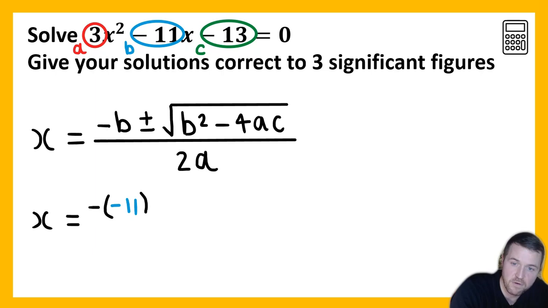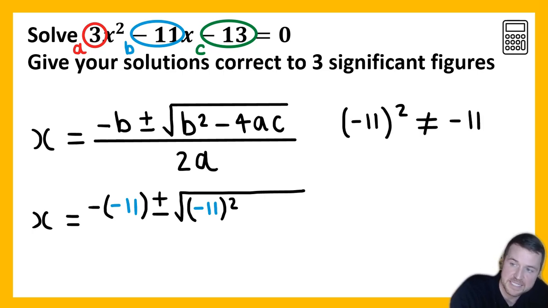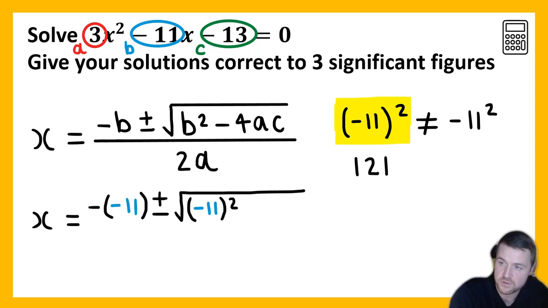So a negative of a negative will actually make this first numerical value positive, plus or minus the square root of, and in brackets we need to do negative 11 squared. Negative 11 squared is not the same as negative 11 squared without a bracket. For this type, which is what we want to do for this question, we're squaring negative 11, which is negative 11 multiplied by negative 11, and will give you a positive 121.